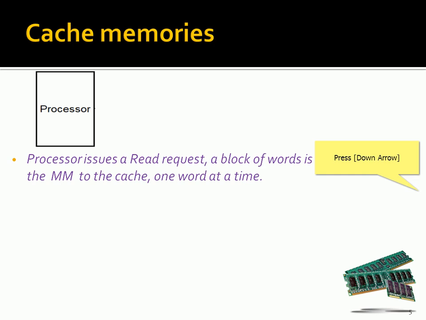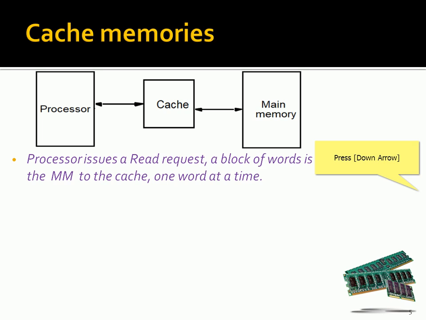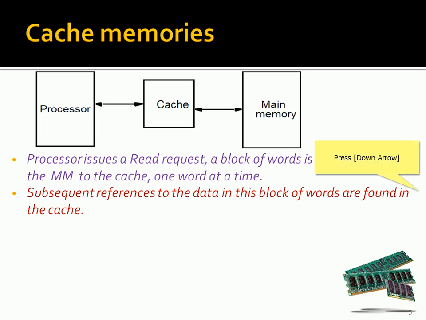So the processor will make a request. There is a main memory, and between the main memory and the processor there is a speed matchmaker, which adjusts the speed gap between these devices. That is the cache memory, which will sit and establish the dialog on either side. Subsequent references to the data in this block of words are found in the cache. So the next instructions, which may be available in the cache, we can supply to the processor immediately, without delay.